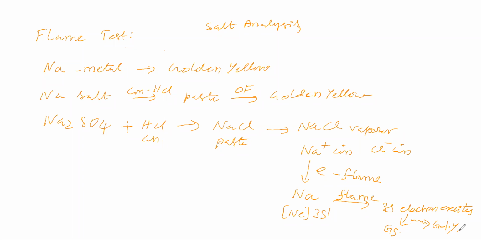Now here in this case we are taking a sodium salt, for example sodium sulfate. This sodium sulfate is mixed with conc. HCl. Now a paste is produced. This paste contains sodium chloride by double displacement. The sodium ion takes the chloride ion and becomes sodium chloride.